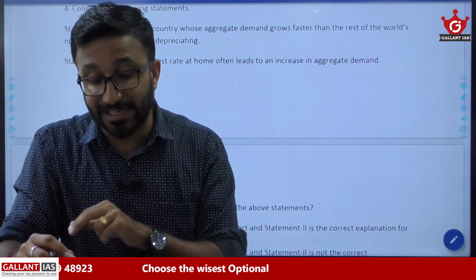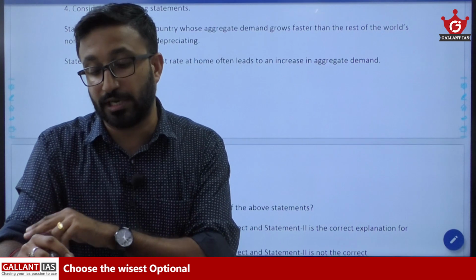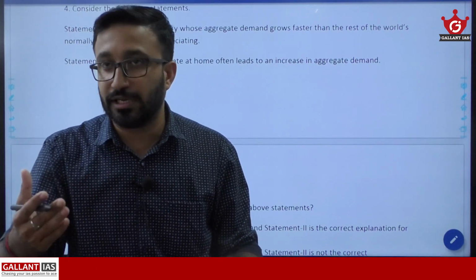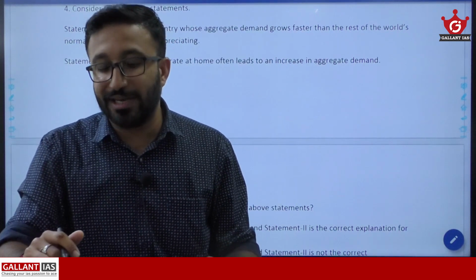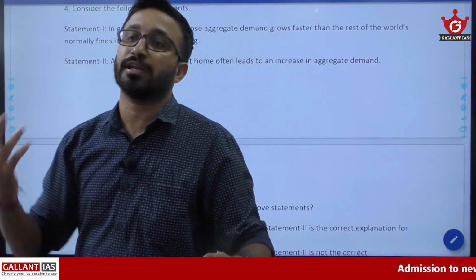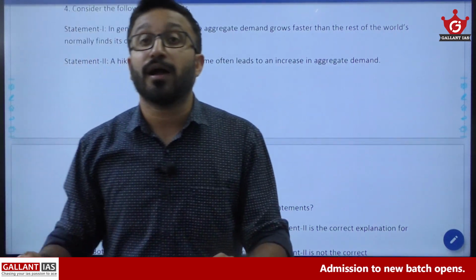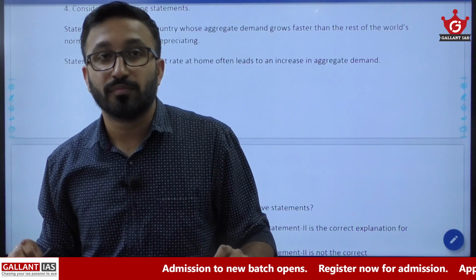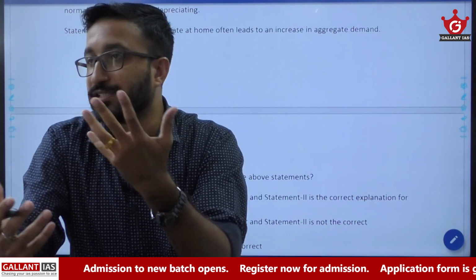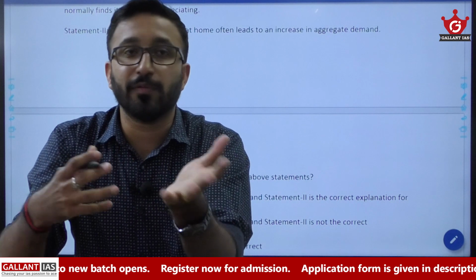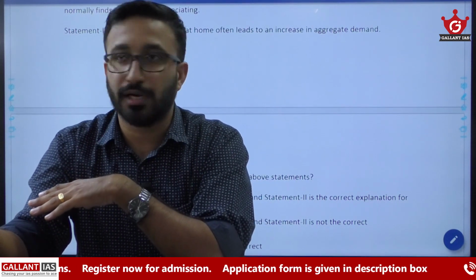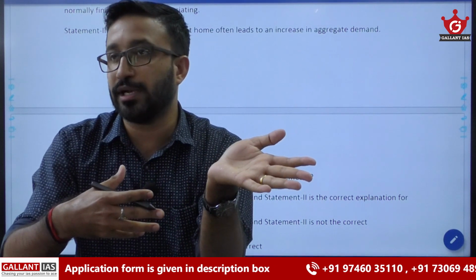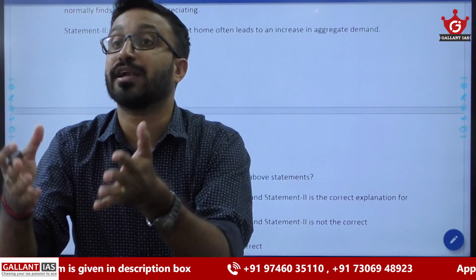Come to the next statement. A hike in interest rate at home often leads to an increase in aggregate demand. What happens if the interest rate in India increases? Will it lead to an increase or decrease in aggregate demand? How? Decrease how? So when the interest rate increases, people will deposit the money in the bank, right? So it will not be added to the investment angle. So investment will get reduced.